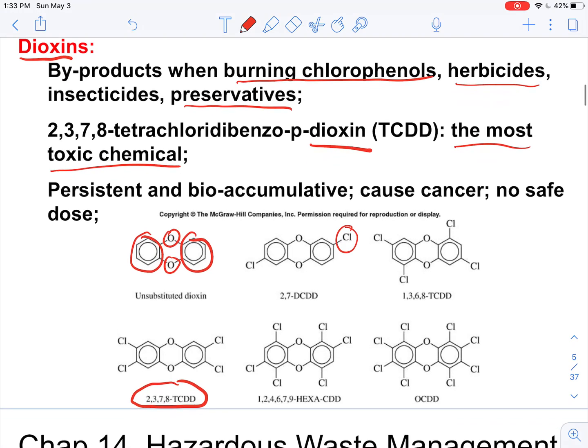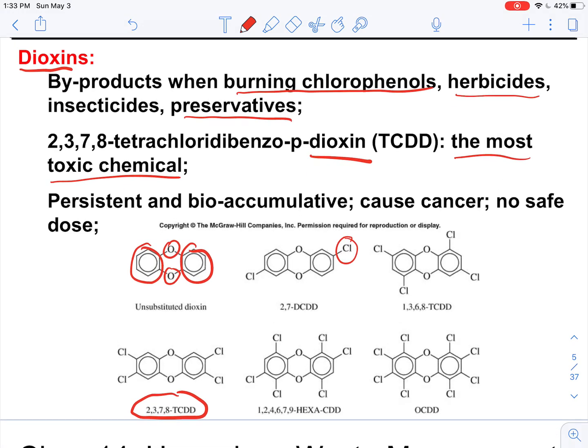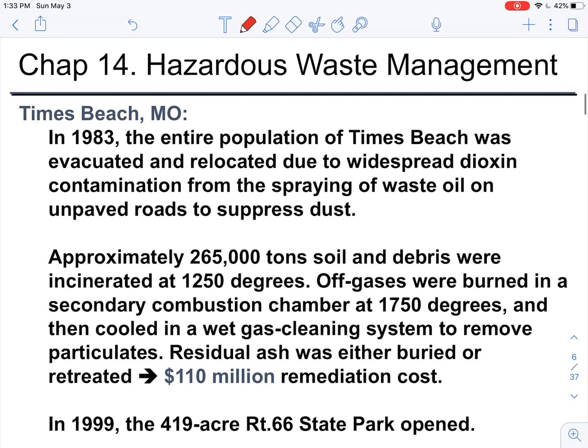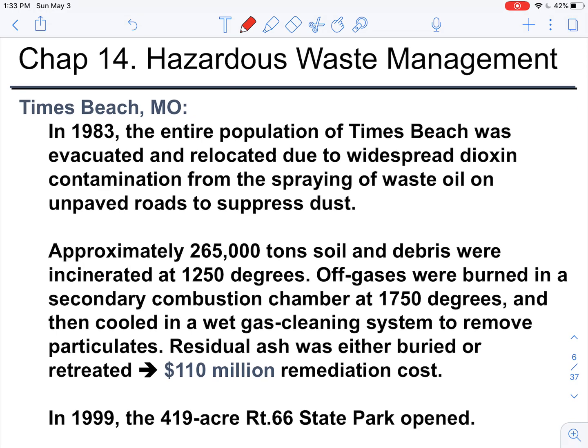Okay. So they are persistent and bioaccumulative. They can cause cancer, and there's no safe dose, which means that the safe dose is 0. Once they are emitted, they are acute and strongly toxic. Okay. So, for example, in Missouri, this is something related to the history of our state here. In 1983, the entire population of Times Beach was evacuated. Basically, they were transported somewhere else.